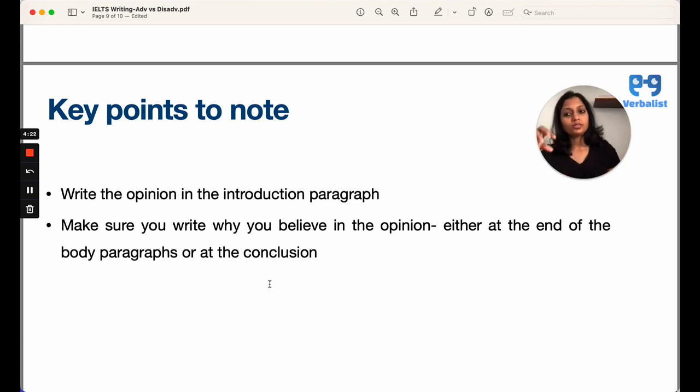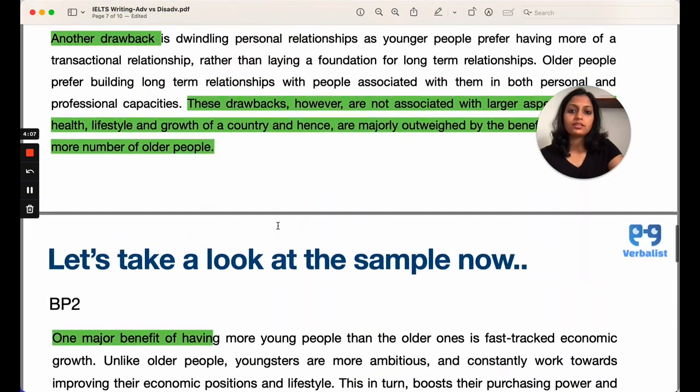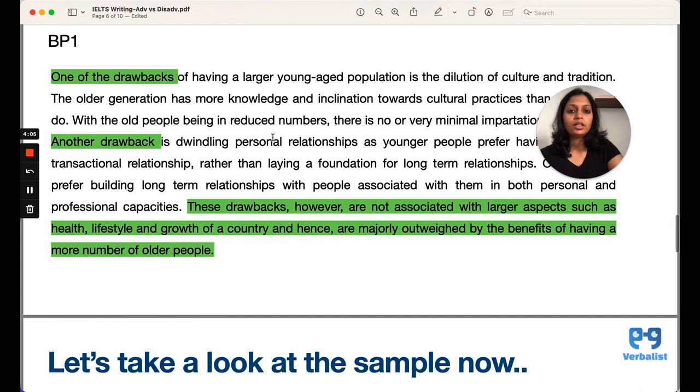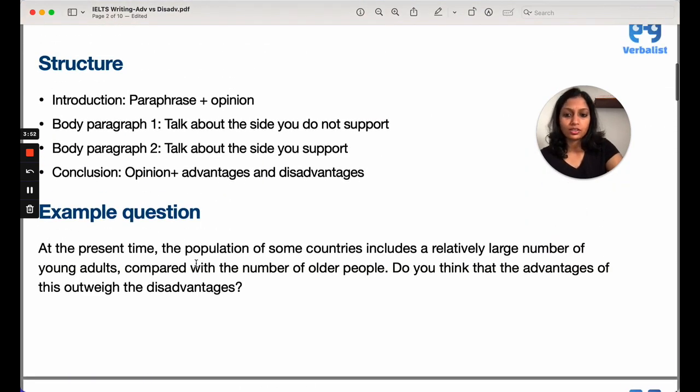You have to write good things and the bad things associated with one development, and the most important thing is to write your opinion in the introduction, at the end of the body paragraphs, or in the conclusion. Let's say you don't write this linked sentence towards the end. You make it a point to write it in the conclusion, along with, of course, writing more than one benefit, more than one drawback, and also sticking to what the question is asking you to do.